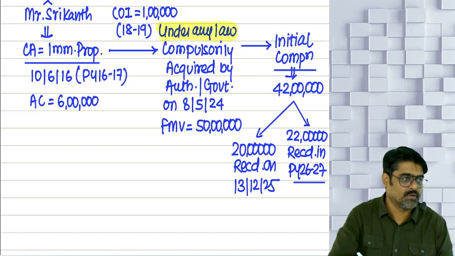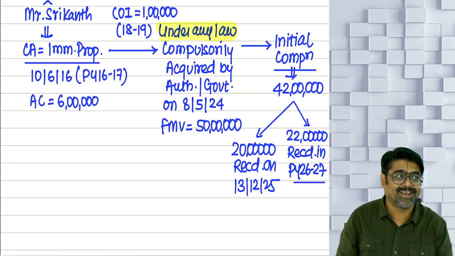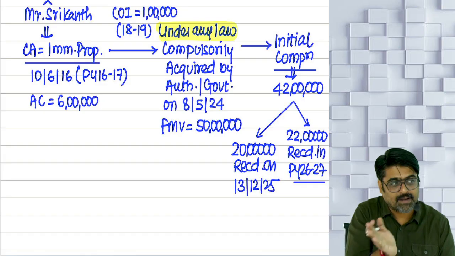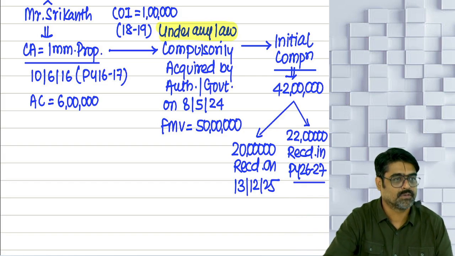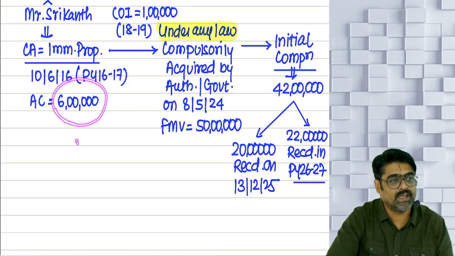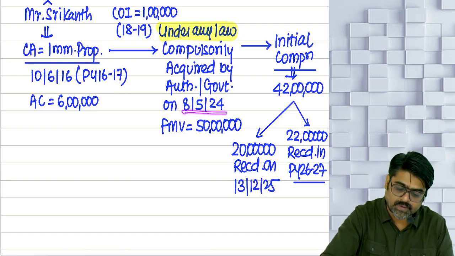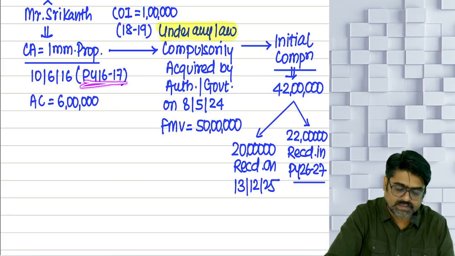But in my case, the period of holding is more than 24 months, then long term capital asset, long term gain will be calculated. But wait. Compulsory acquisition, meaning transfer, is taking place on 8th May 2024, meaning prior to 23rd July 2024. Now I will have to do the indexation also. Index cost of acquisition, 6 lakh multiplied by CII. CII of which year? Year of compulsory acquisition, meaning year of transfer, which was 24-25. Yes or no? And divided by CII of 16-17.